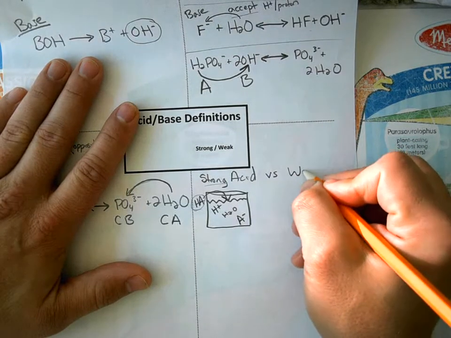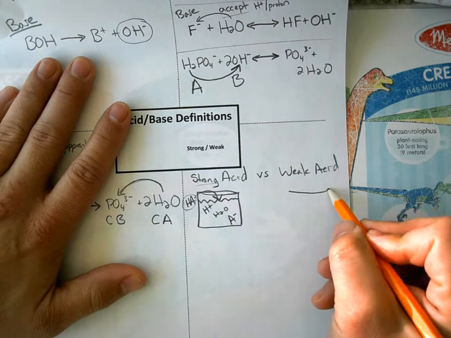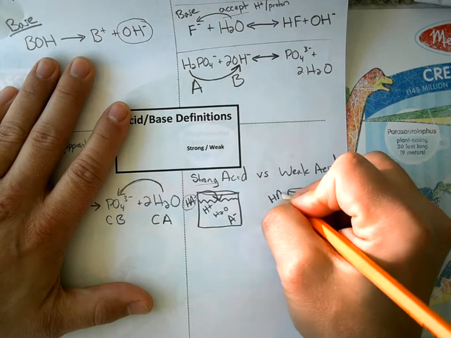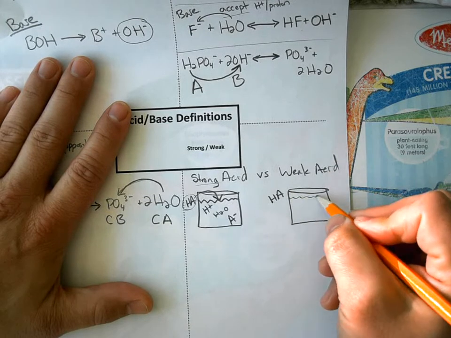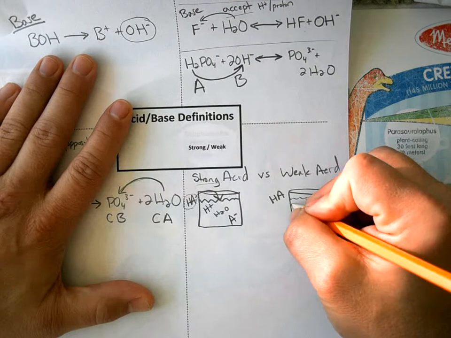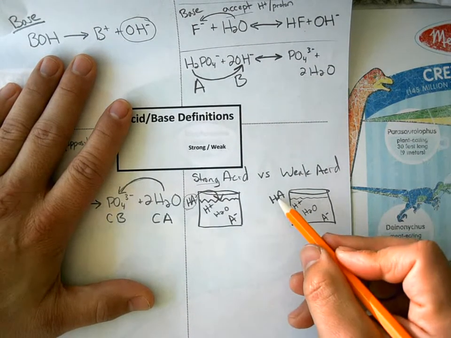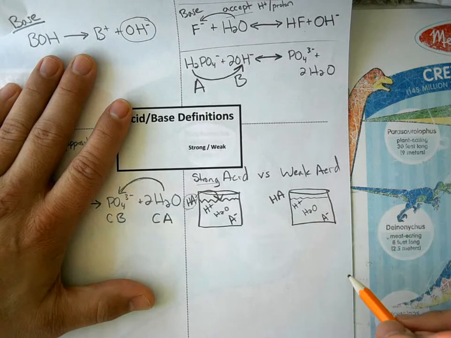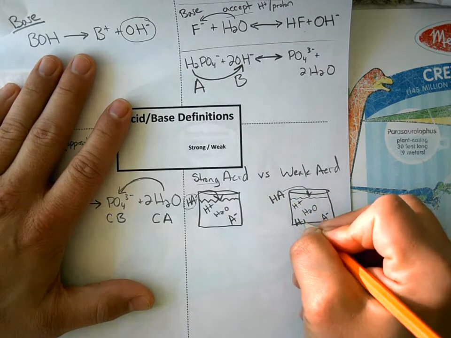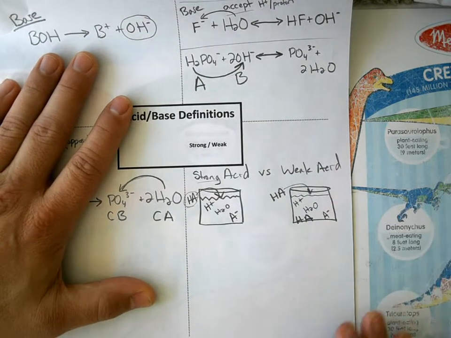Now, what is a weak acid? A weak acid is something that does not dissociate completely in water. So let's use that same example, HA. Now I'm going to start out with some H2O in there. I'm going to have some H plus. I'm still going to have some A minus. This is an acid. It is going to separate somewhat. But we're still going to have some of that HA in there, because not all of it will completely dissociate.